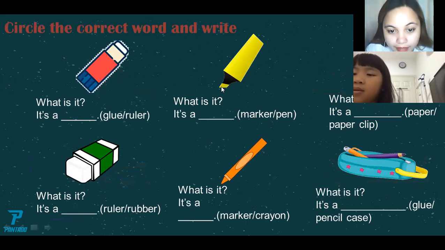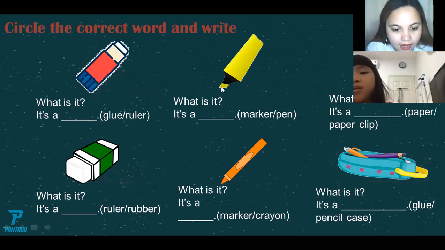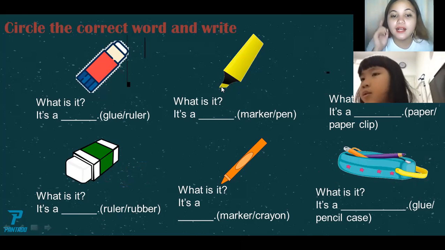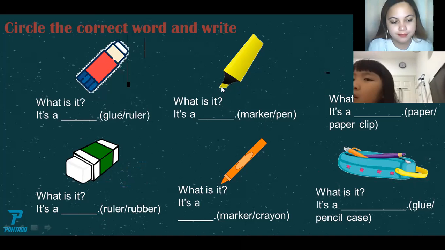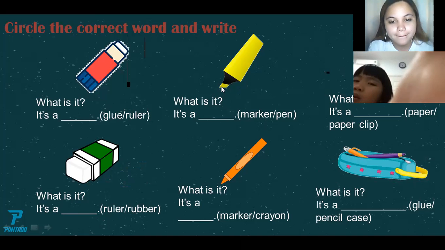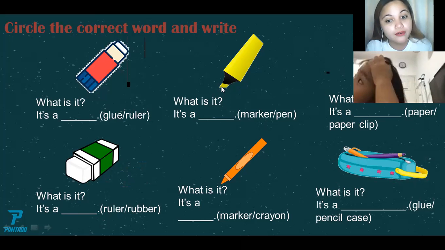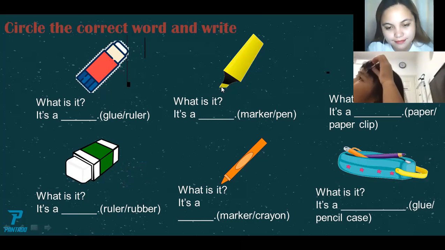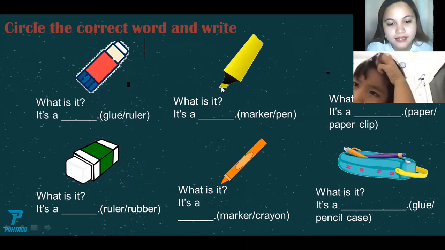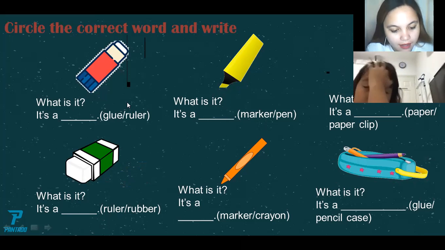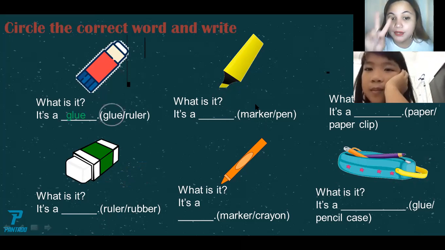Circle the correct word and write. Okay, so what do you think is the first picture, Alina? Can you encircle your answer? Is that a glue or a ruler? What is it? It's a glue or a ruler? What is that? Okay, very good. It's a glue. Next one, number two, Alina.